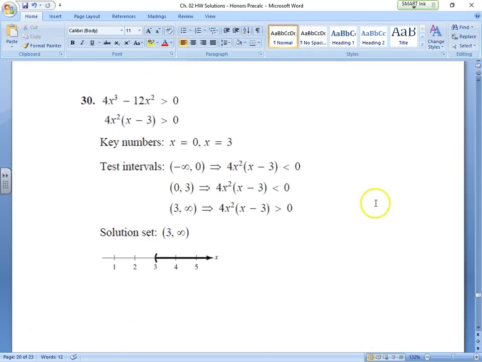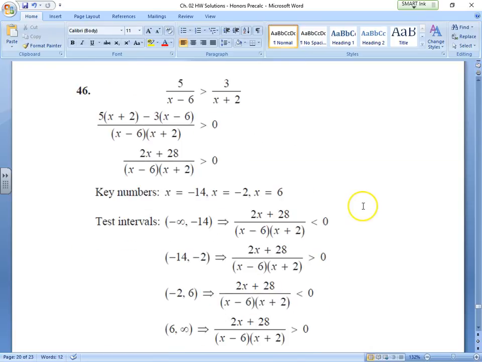Next one. Number 30. Factor. Set each factor equal to 0. You get 0, 3. If you plug in, which they didn't show the rest of the signs, right? They're just trying to show the answer. But if you plugged in before 0, doesn't work. Between 0 and 3, doesn't work. The only one that works is the last one, 3 to infinity. We got it? Yes. Why was it open? Could it be or equal to?